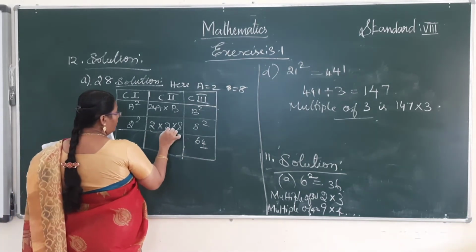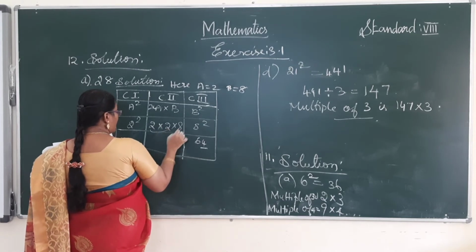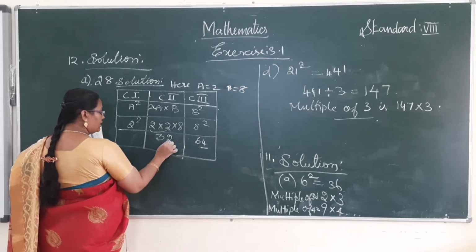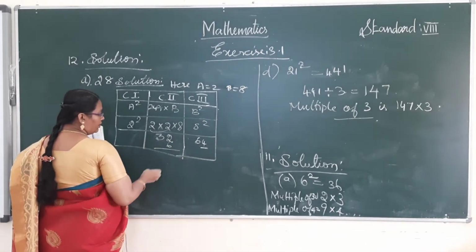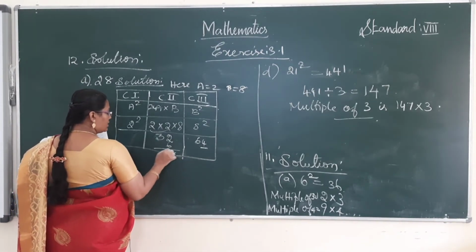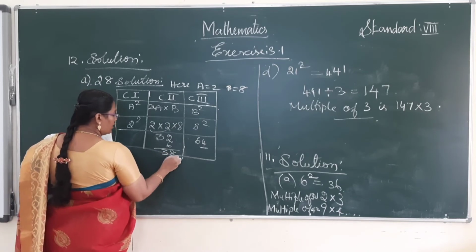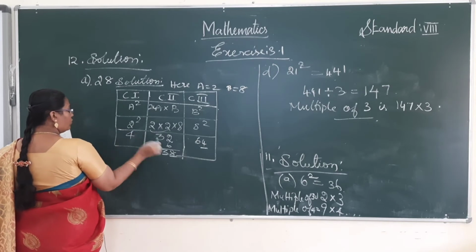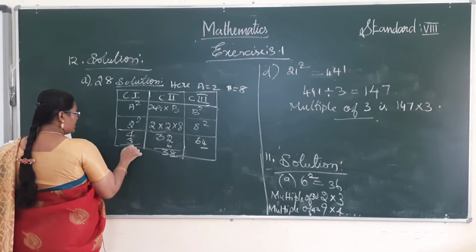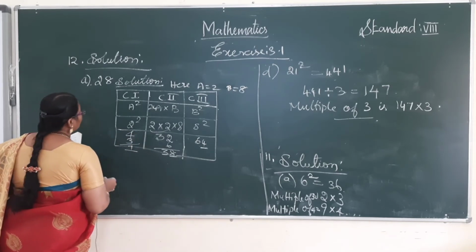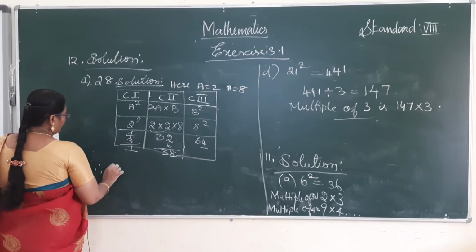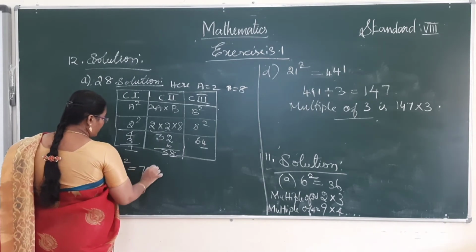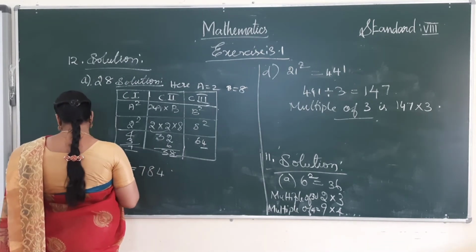2 2s are 4. Okay. 4 8s are 32. Already here 6 added with here. Okay, so 38. 8 stay here, 3 move to here. 2 squared is 4. 4 plus 3 is 7. Therefore 28 square is equal to, write the unit places, 784.